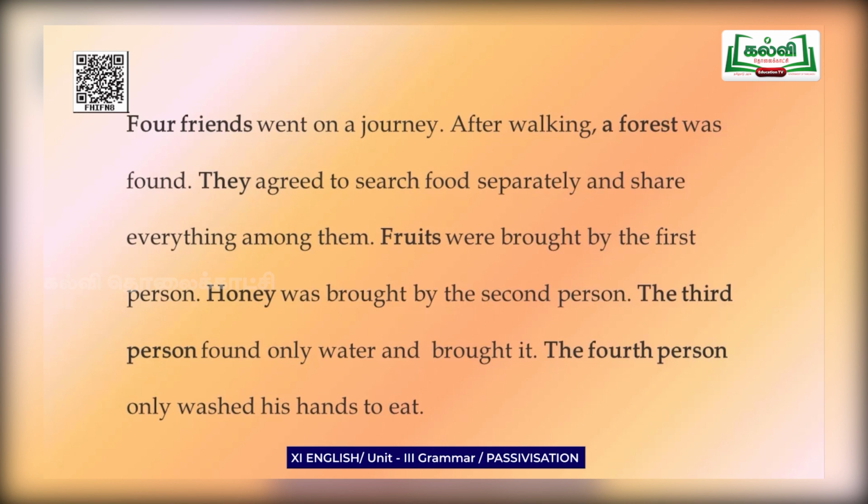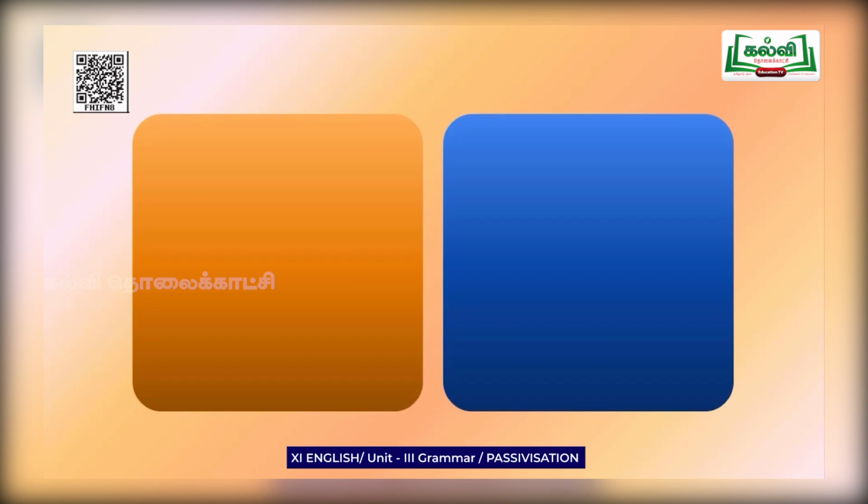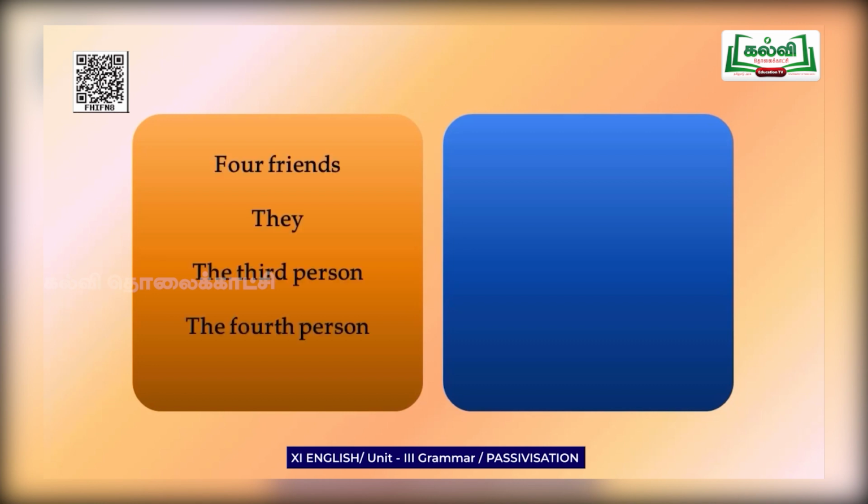Based on these subjects, do you find any possibility to make groups? Yes, there are. Then how many groups can we form out of these subjects? Of course, we can make 2. We can divide these subjects into 2 groups. 4 friends, they, the third person and the fourth person. These are from the first group. You can see these subjects refer to only people.